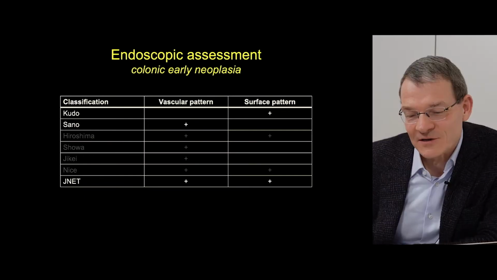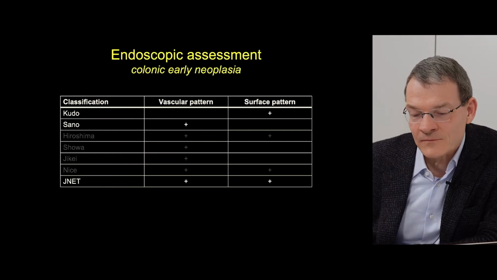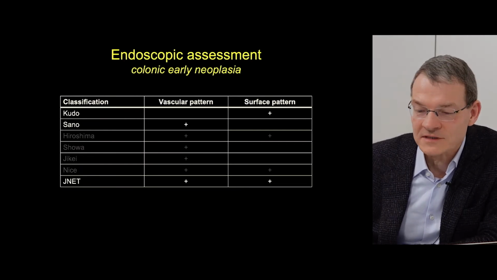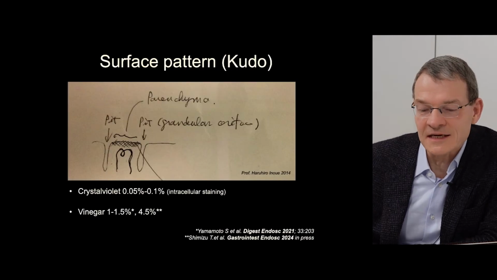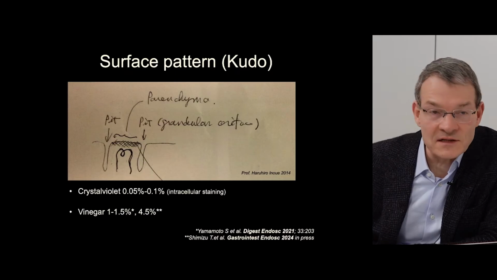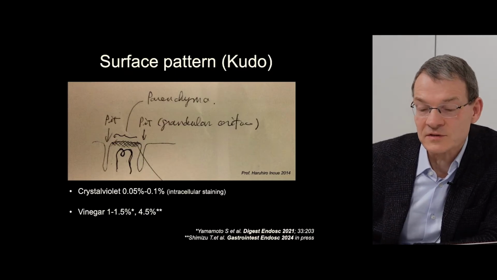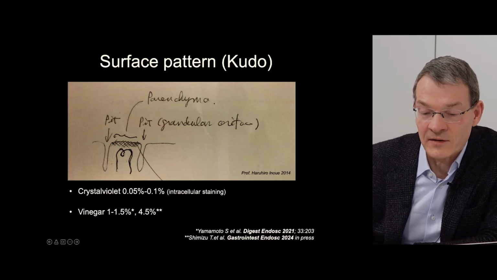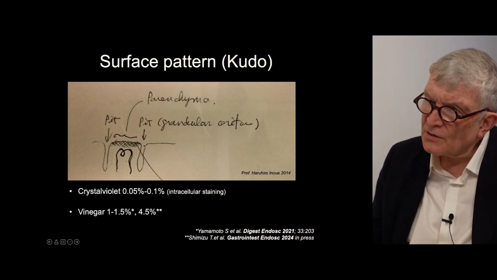Yes, okay. So I think the vascular pattern we can nicely appreciate by NBI. What is now with regard to the surface pattern? In the original Kudo classification, crystal violet is recommended to use. Crystal violet is an intracellular staining, so it stains the parenchyma, and then you can appreciate the opening of the glandular orifice. Do you use it? Nobody uses it in the West.